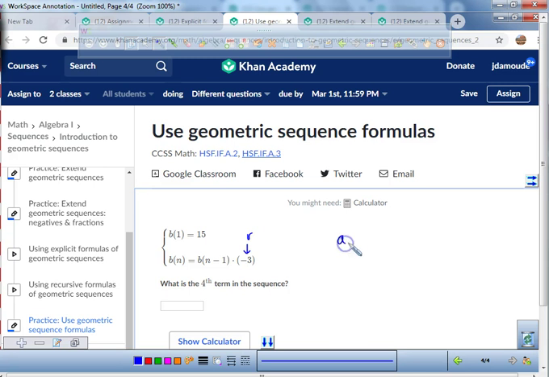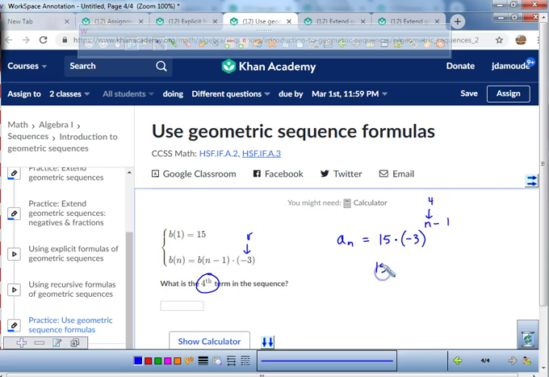I would say A sub n equals our very first term, which is 15, times the common factor of negative 3 to the power of n minus 1. Now, this one is asking for what term? It's asking for the fourth term. So this would be the equation that I'm actually going to use. I'm going to plug in a 4.